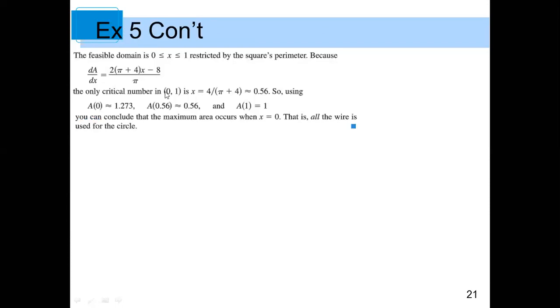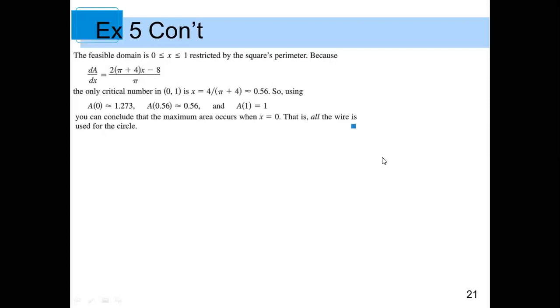So the only critical numbers are at 0 and when x is 4 over pi plus 4, which is about 0.56. So using the critical numbers and the endpoints 0 and 1. I'm sorry, I said that 0, 1 was a critical number. That's actually the interval that makes sense, because as long as x is between 0 and 1, you can make the figures. Because the square has 4 sides, and if you have 4 feet to do it, each side can be at most 1. Okay? So notice that the endpoint of 0 gives the maximum, 1.273.